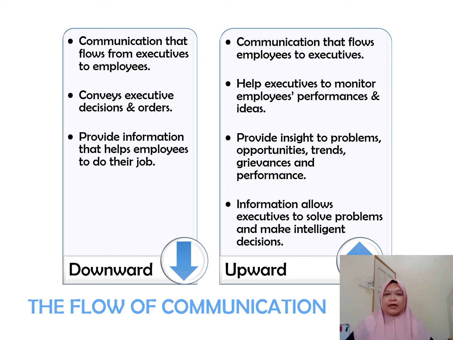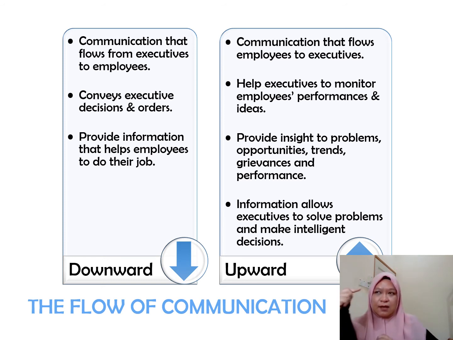What is the flow? Just now I mentioned that inside the organization, for internal communication, we have the flow of communication, whether downward, upward, or horizontal. For downward, communication flows from executives to employees, from people at the higher rank to the lower level employees. The communication is going down, that's why we call it downward. It conveys executive decisions and orders to subordinates, and provides information that helps employees do their job.